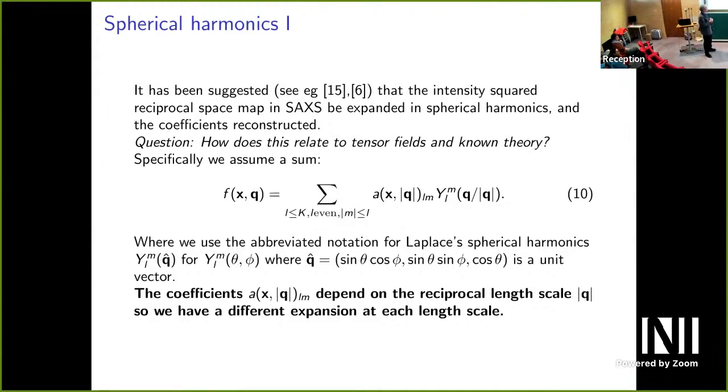But for each fixed length scale, absolute value of Q, you get the coefficients of a symmetric rank whatever tensor if you go up to spherical harmonics of a certain order. So it falls back into the familiar ground of symmetric tensor fields. And I think from a mathematician's point of view, the thing that might be exciting is that we have lots of examples of rank 2 tensors.